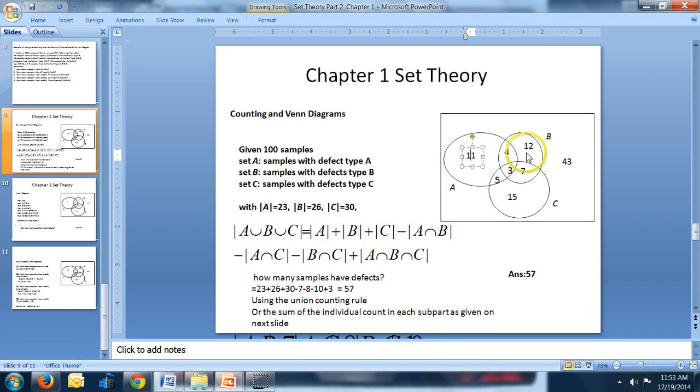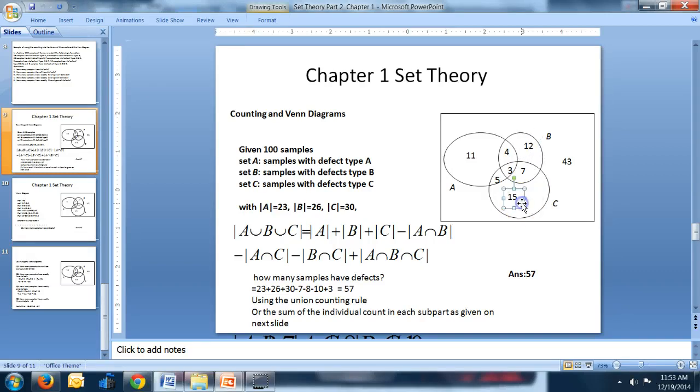We go to B. B was given that we have 26. If we subtract these 3 numbers, we get 12 in here that are only in B, not in C, not in A, only in B. Only 1 defect, which is type B.